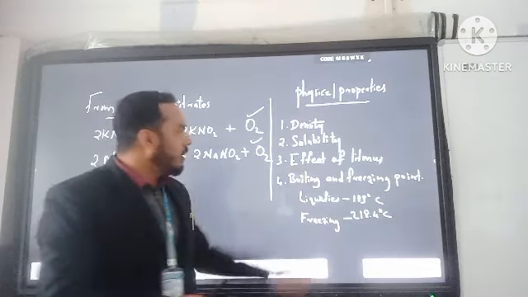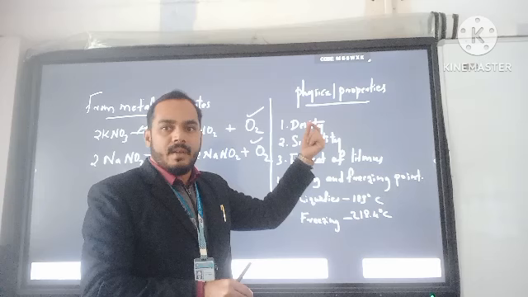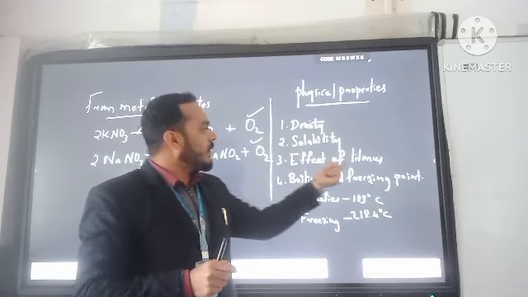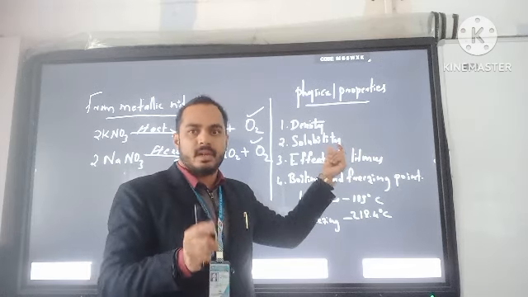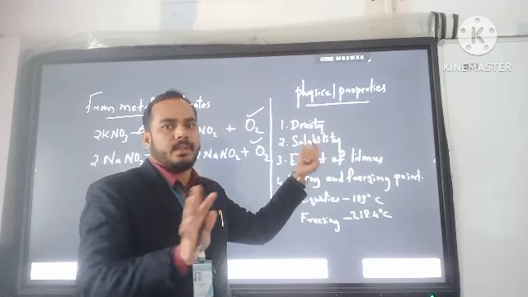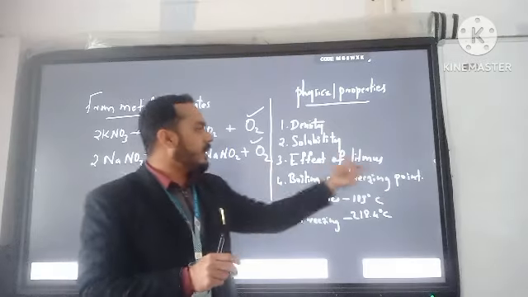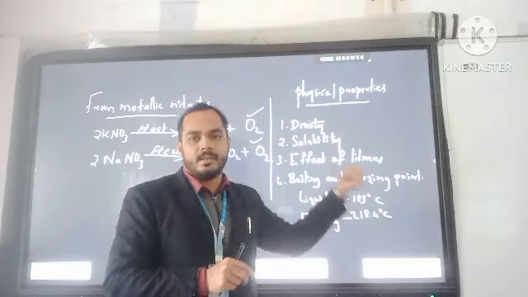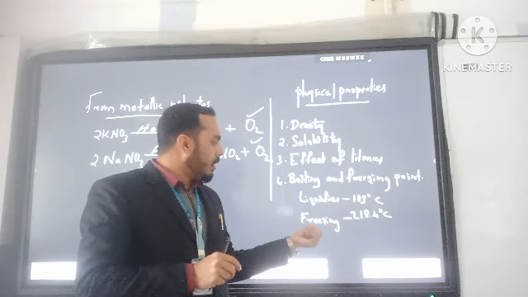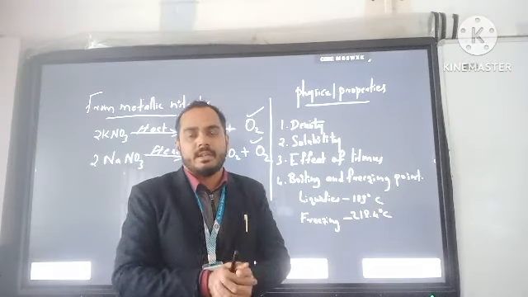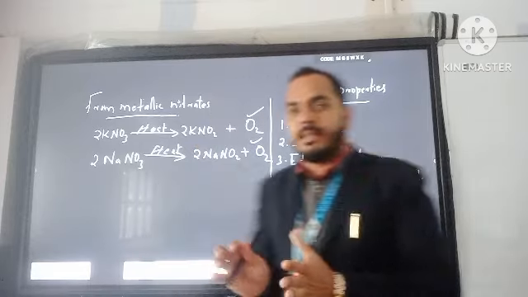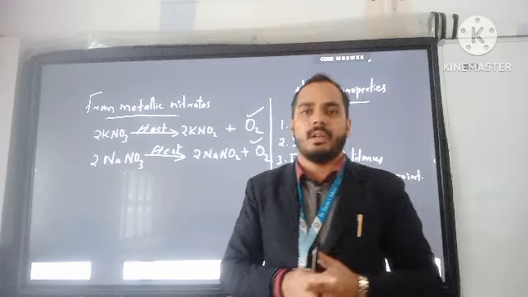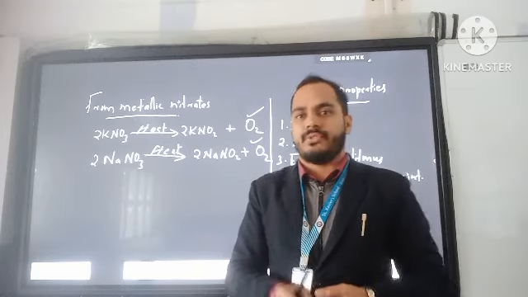Physical properties of oxygen: density, heavier than air; solubility, sparingly soluble in water; and effect of litmus, oxygen is a neutral gas and no change is observed on litmus paper. And boiling point, liquid phase at minus 180 degrees Celsius, and freezing point minus 218 degrees Celsius. These are the basic information about oxygen. So all of you study this topic carefully, and today I am concluding this topic.